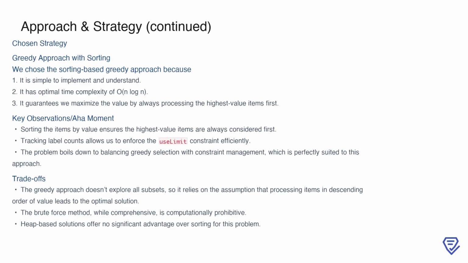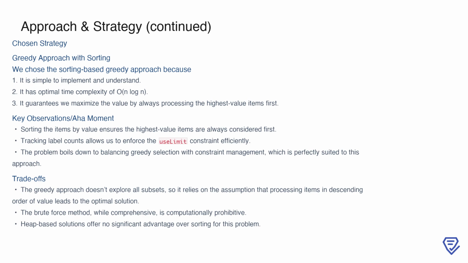It is straightforward to implement, easy to understand, and achieves an optimal time complexity of O(n log n). By sorting the items by value in descending order, we ensure that the highest value items are prioritized. The use of a label count map allows us to efficiently enforce the use limit constraint, while the iteration process ensures that no more than number wanted items are selected. This approach effectively balances greediness with constraint management.